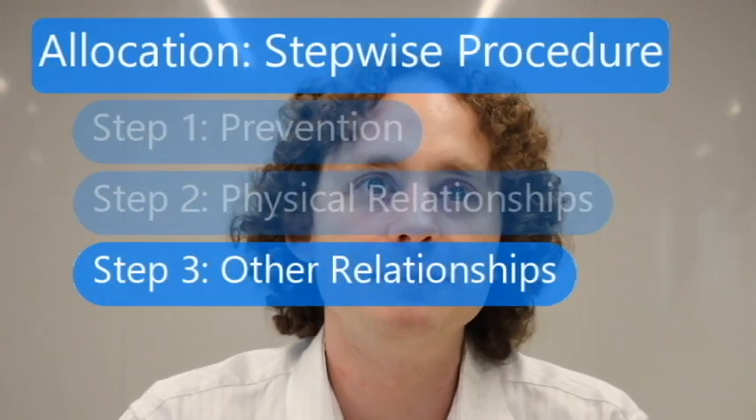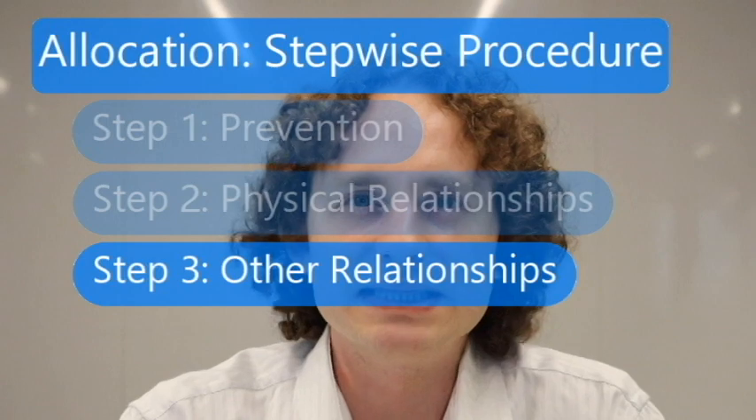You may also find that there is no physical relationship between the products, or that a physical relationship alone isn't enough of a justification to use allocation to relate them. If this is the case, we move to step 3 of the allocation procedure and focus on other relationships that might exist between them. Let's consider an example.